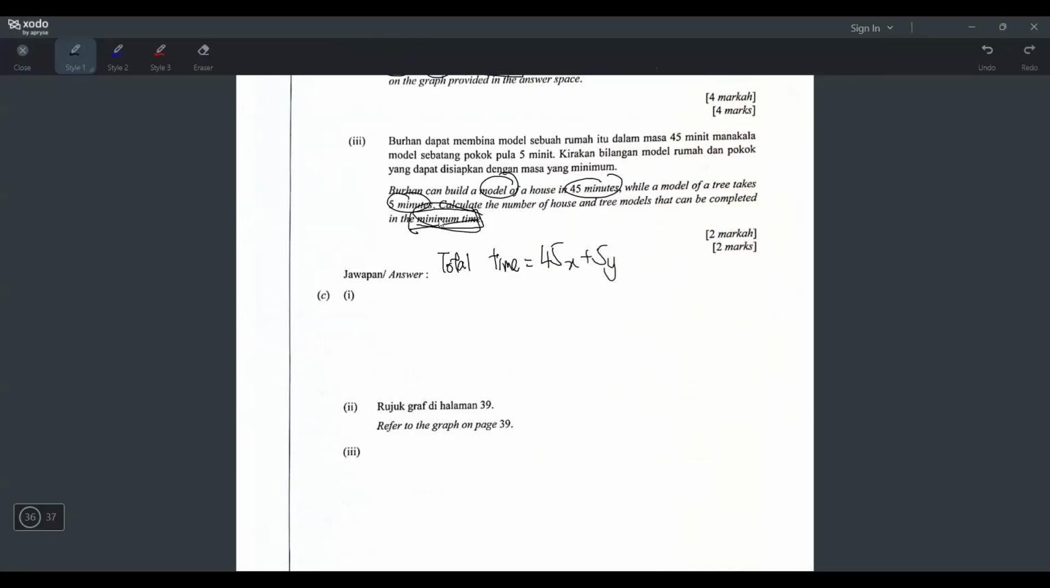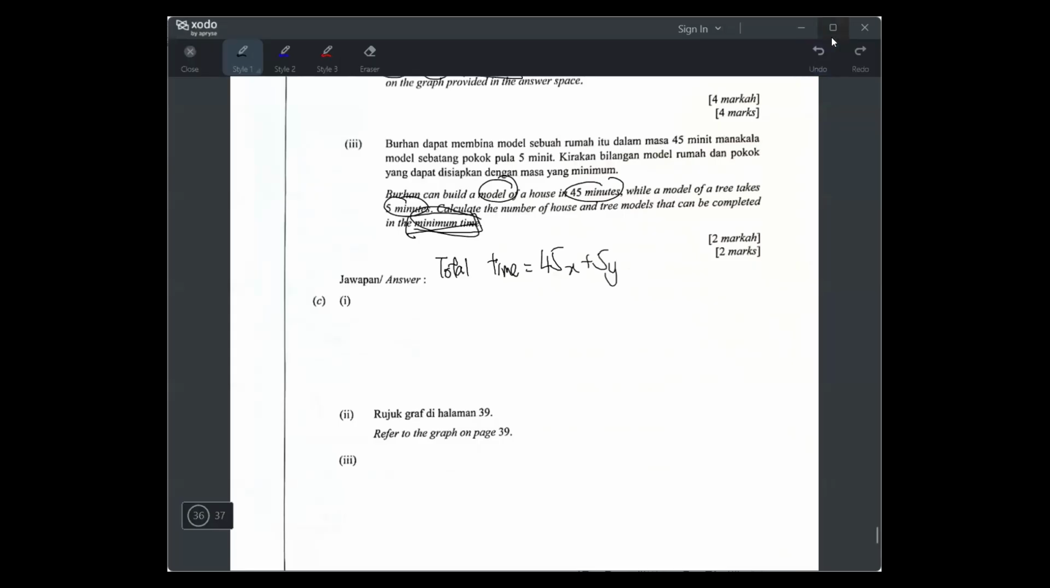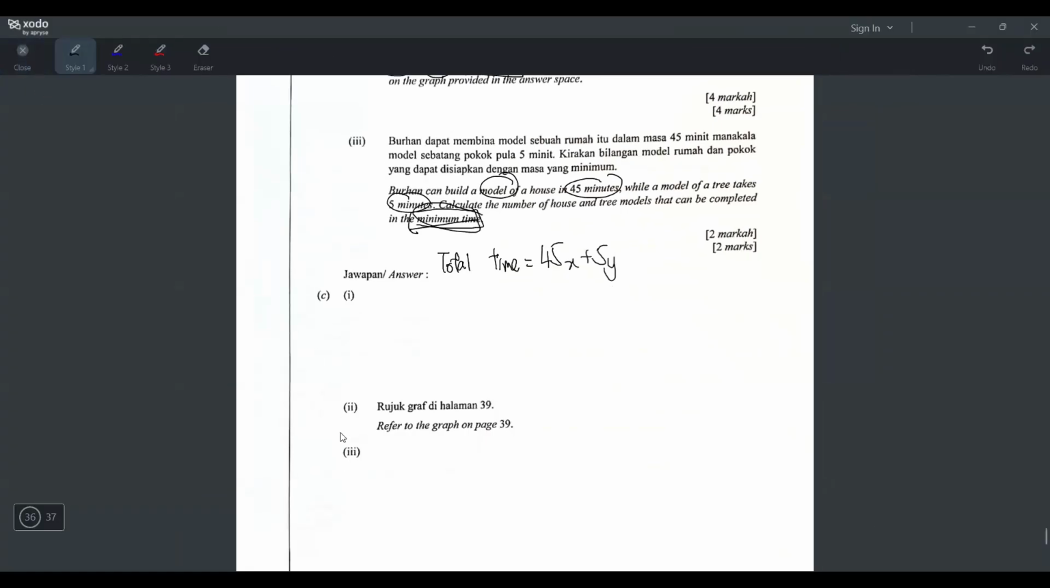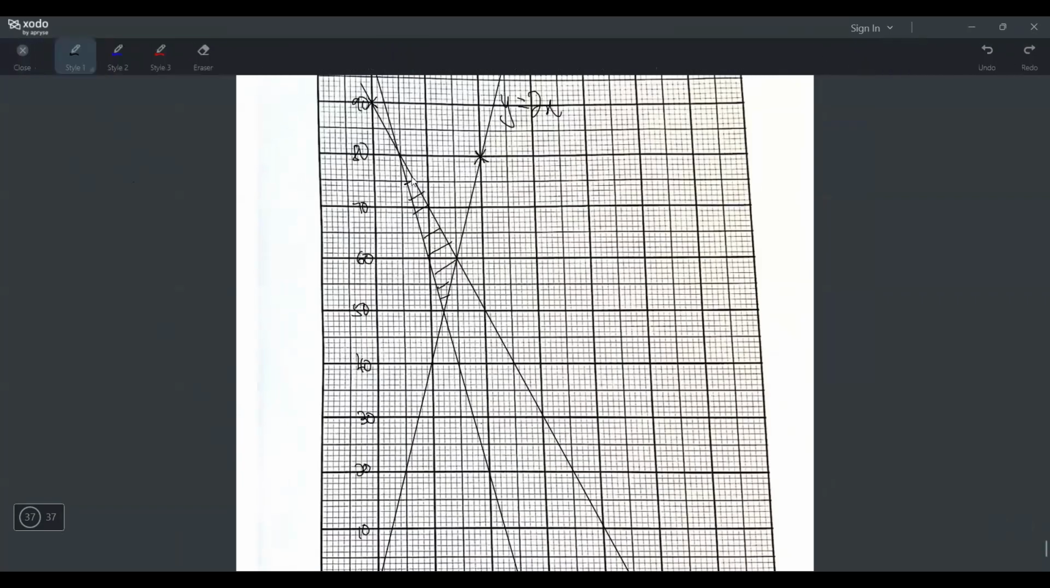Okay, I will teach you using which method? Okay, I will use this method to explain. Alright, jawapan dia mesti berada di bucu. What do I mean by that? Oh, sorry. So, jawapan dia mesti berada di bucu. What it means? It means your answer will be at the vertices. It will be at one of the vertices of the shaded region.